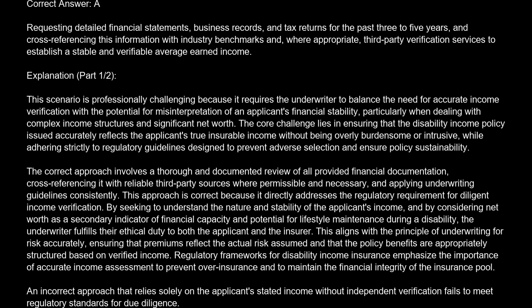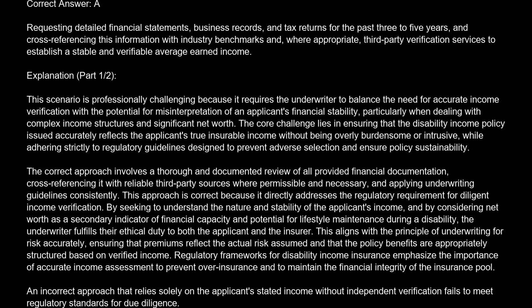The correct approach involves a thorough and documented review of all provided financial documentation, cross-referencing it with reliable third-party sources where permissible and necessary, and applying underwriting guidelines consistently. This approach is correct because it directly addresses the regulatory requirement for diligent income verification. By seeking to understand the nature and stability of the applicant's income, and by considering net worth as a secondary indicator of financial capacity and potential for lifestyle maintenance during a disability, the underwriter fulfills their ethical duty to both the applicant and the insurer.